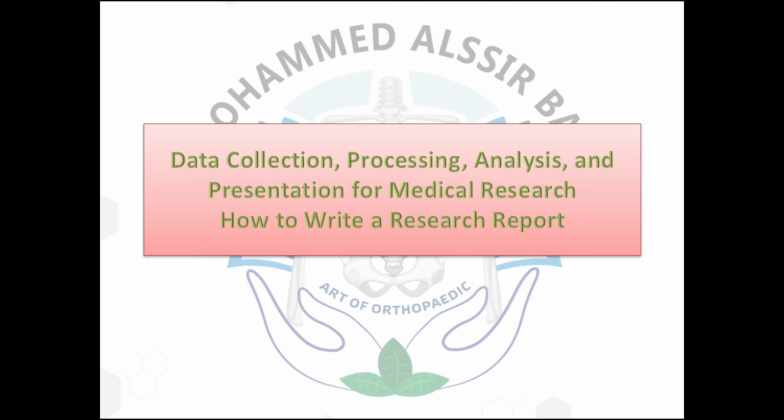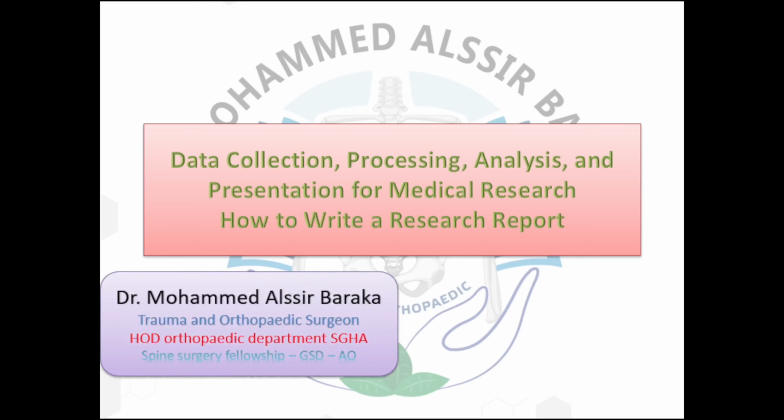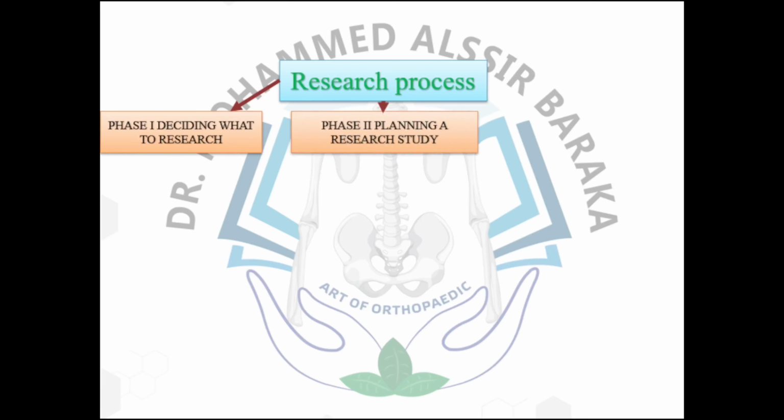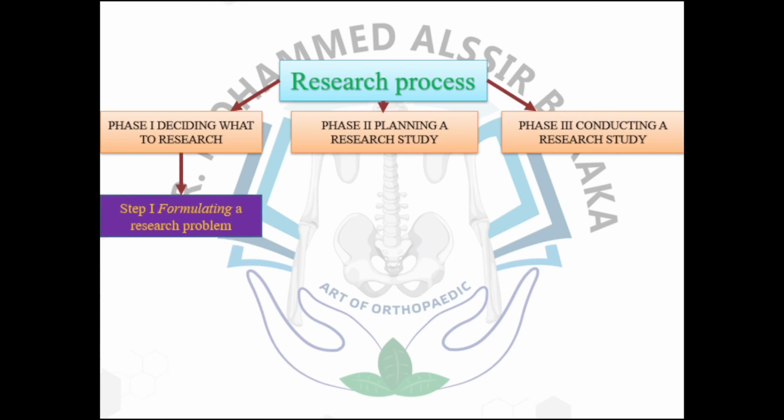Data collection, processing, analysis, and presentation for medical research, and how to write a research report. In all previous lectures, we talked about the research process, and we said that we have three phases of each research. These phases are: phase 1, deciding what to research; phase 2, planning a research study; and phase 3, conducting a research study. In phase 1, formulate the research problem.